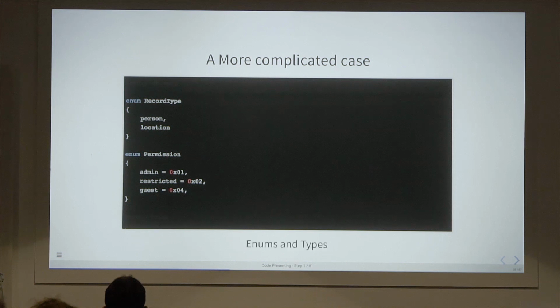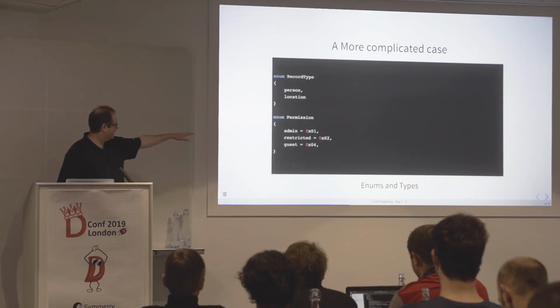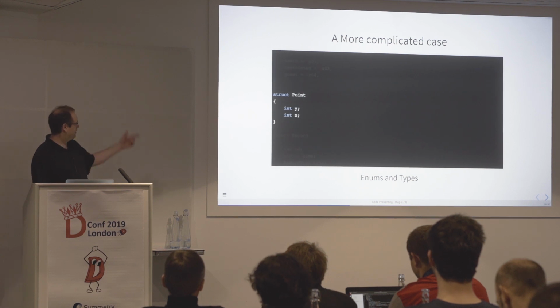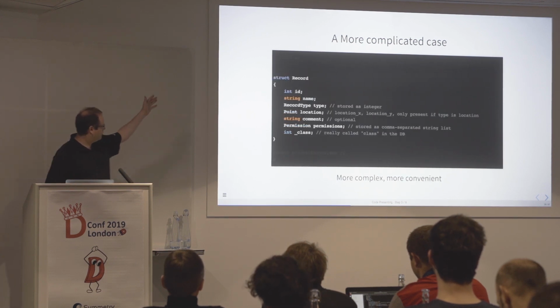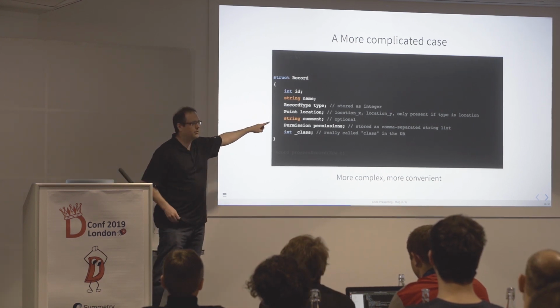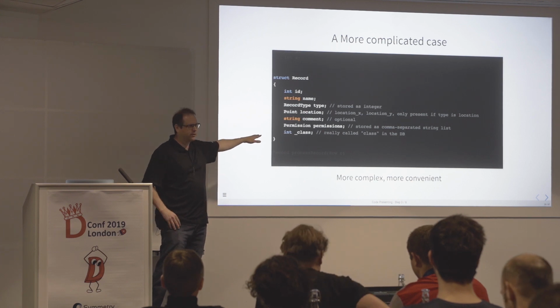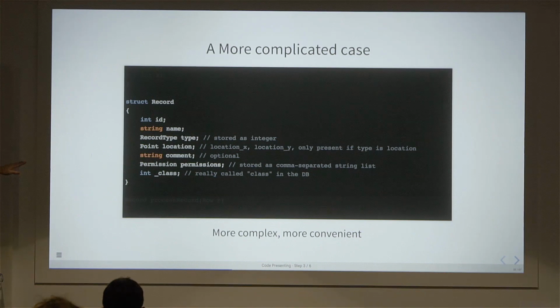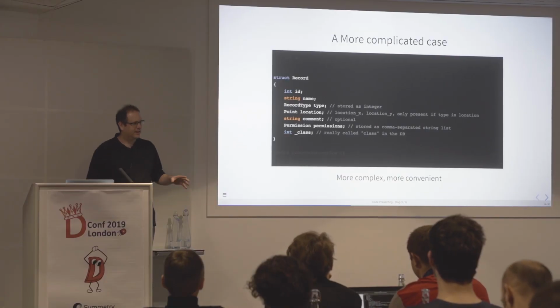Now let's look at a more complicated case. Here I'm defining some enumerations, record type, permission. Who knows what the database engineer is going to stick into that stupid database? You know, permission's a bit field. We have a point, and I put it all in here. Okay, so you notice here I have little comments. That's stored as an integer. The record type is stored as an integer in the database. The location is stored as location X and location Y, but only if the type is location. So there's all kinds of little conditions for these things.